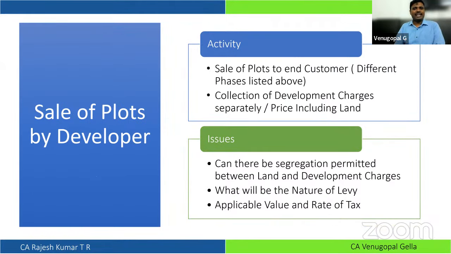Let's move to the next aspect, which is sale of the plots by the developer. Now, we have adopted the value of the plot for the earlier supply from this entry. So when the developer has sold the plots to the end customer, that value is borrowed and adopted for the previous supply. In the earlier supply, we did not tax the money that has been collected from the customers.